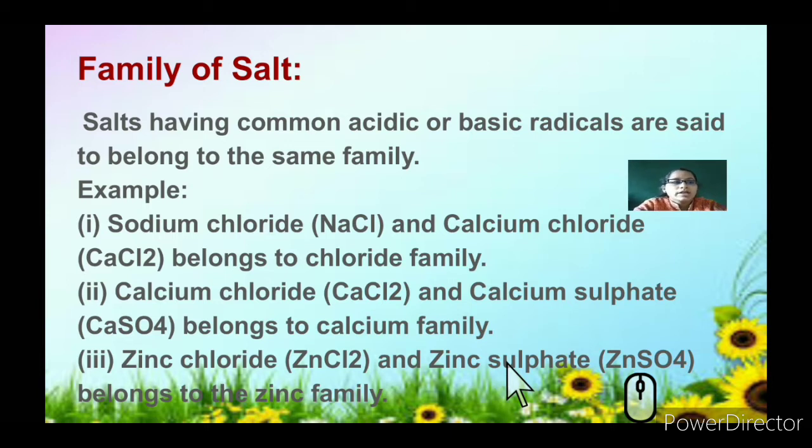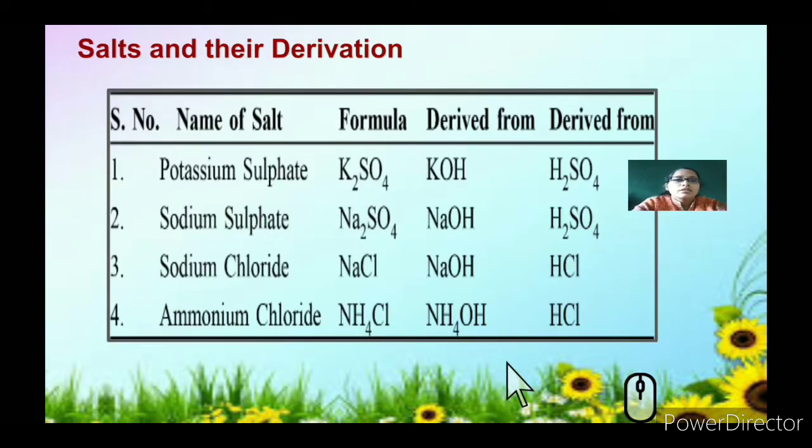So calcium chloride and calcium sulfate also belong to the calcium family. Here you can see the calcium remains the same, but the halogens or the non-metals are separate. Zinc chloride and zinc sulfate belong to the zinc family. You can see here zinc is the common form. Salts and their derivations: you can see the names of the salts, we are all familiar with NaCl.